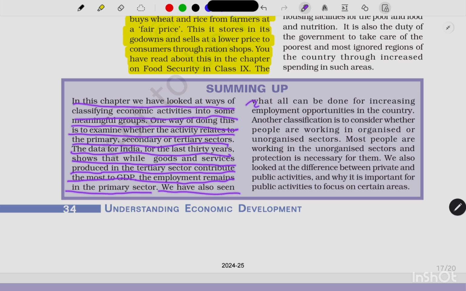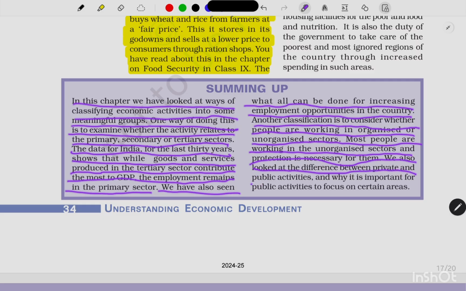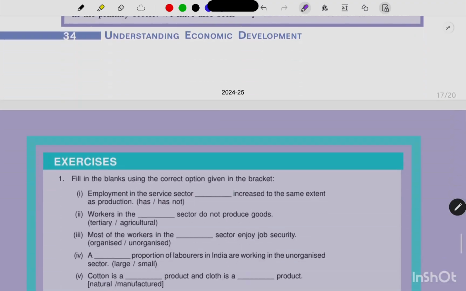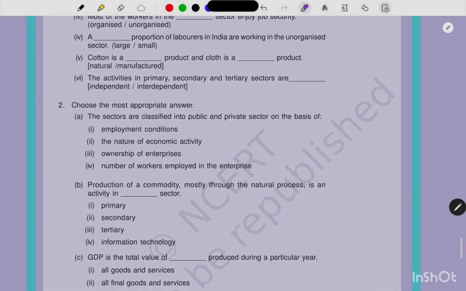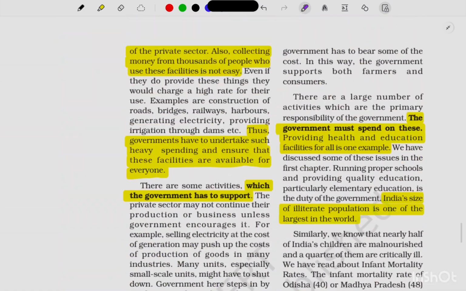We have also seen what all can be done for increasing employment opportunities in the country. Another classification is to consider whether people are working in organized or unorganized sectors. Most people are working in the unorganized sector and protection is necessary for them. We also looked at difference between the private and public activities and why it is important for public activities to focus on certain areas. And now we just have the exercises left. So that's it for this chapter.